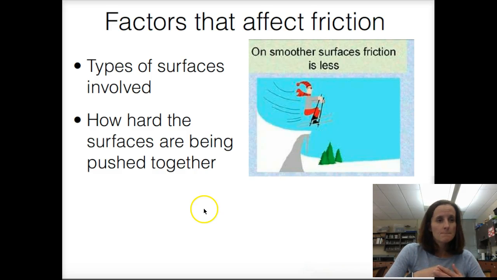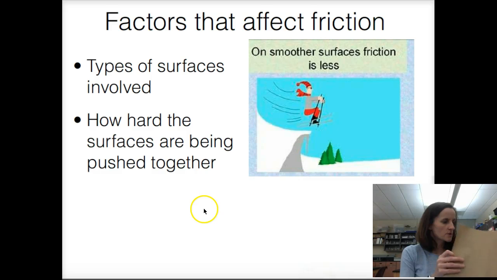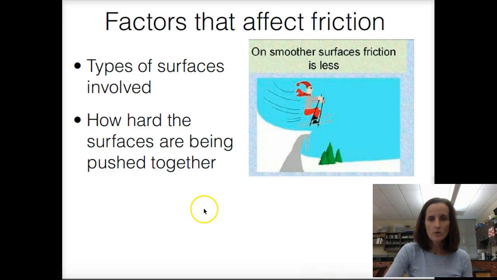So tomorrow you're going to be working with building some ramps and doing some things with different grades of sandpaper, and you're going to be designing an experiment that will determine how the type of surface affects the friction or the motion of an object. I mean, this is pretty intuitive. So rough sandpaper versus maybe smooth wax paper, how is that going to affect the motion of an object?